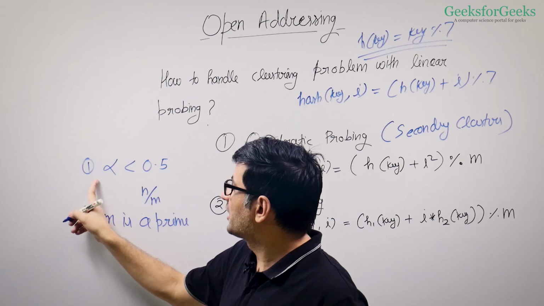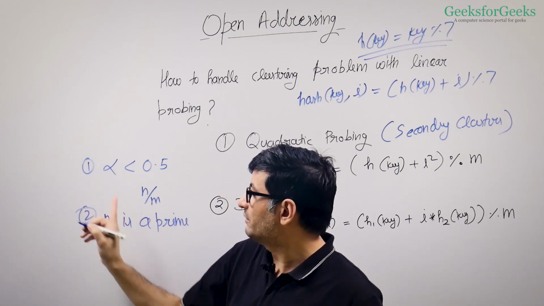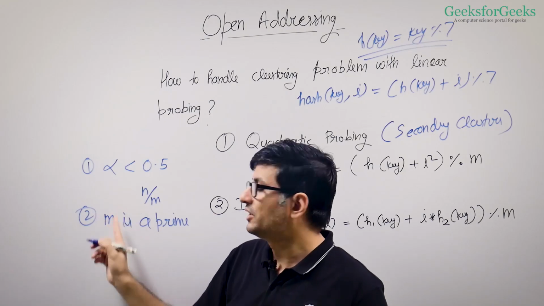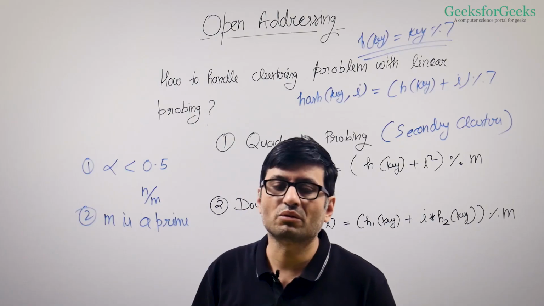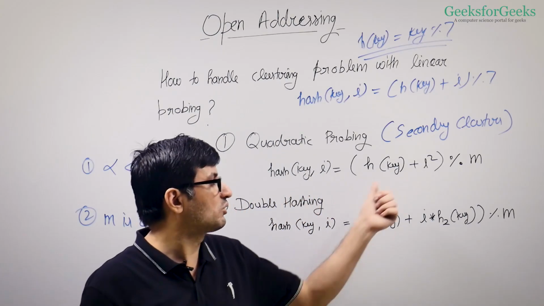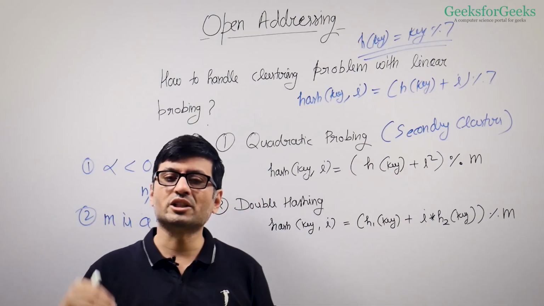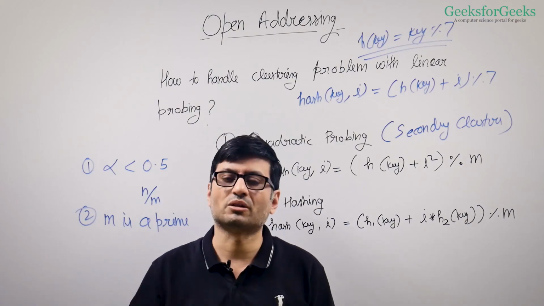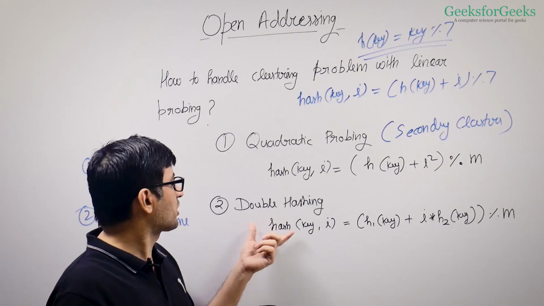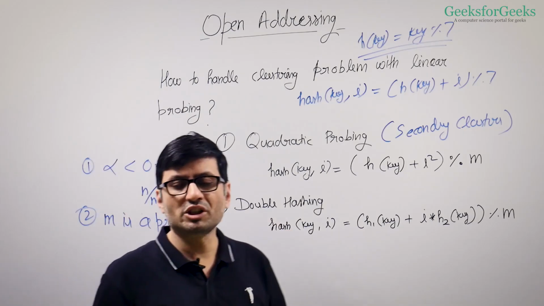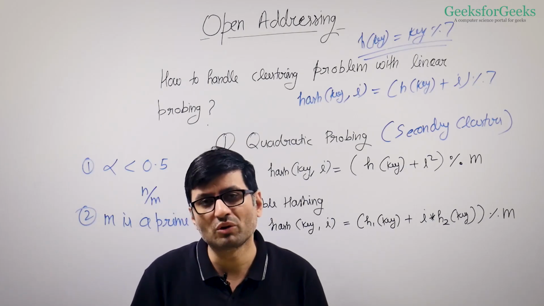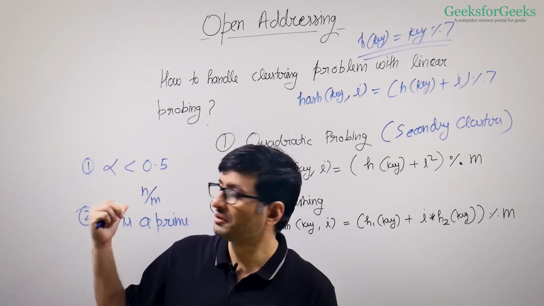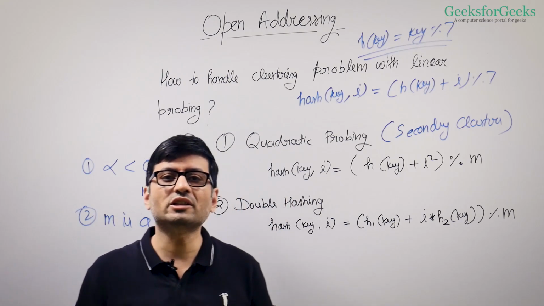So quadratic probing is guaranteed to work when load factor is less than 0.5 and your hash table size is a prime number. If these two conditions are satisfied, then your quadratic probing works. And how does quadratic probing work? Instead of linearly searching for the next slot, it goes to the i squared-th location for the ith probe. Let us now talk about double hashing. We saw quadratic probing and we saw a problem in it. The secondary clustering was a problem. So an alternate idea is double hashing.